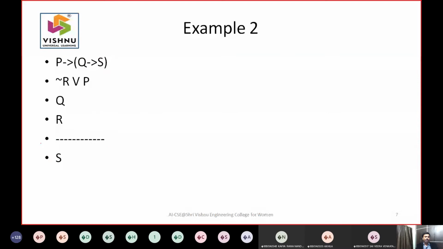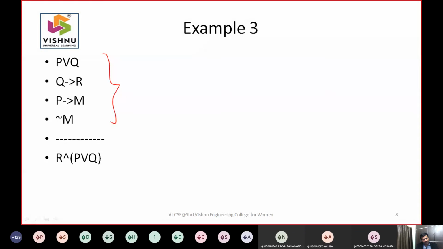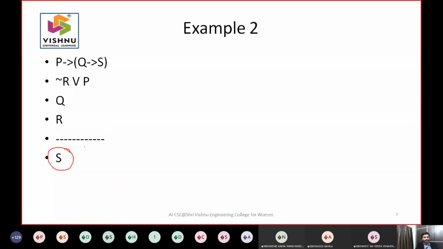The same way here, 4 statements are given and you are asked whether this inference is valid or not. The same way here, other 4 statements are given. The interest is that there is an inference that was made here. You need to validate that inference, whether it is true or false.